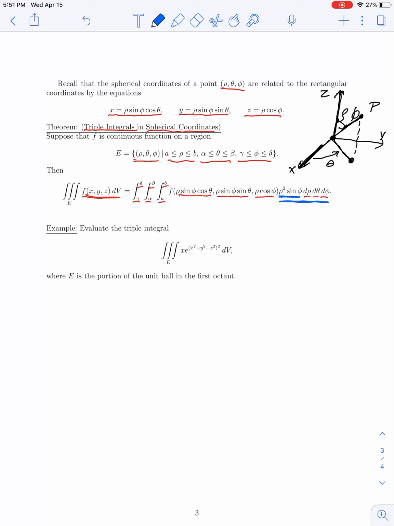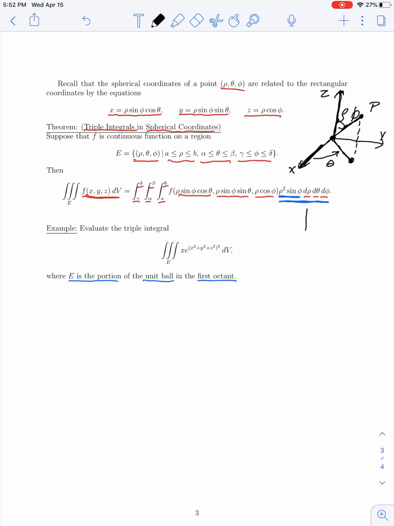So let's look at an example of evaluating a triple integral using spherical coordinates. It seems like this is a messy way to express a function, so why would we want to do this? So in this next example, we have a triple integral of x e to the x squared plus y squared plus z squared quantity squared, and we're integrating over the portion of the unit ball. So that is the solid region inside the unit sphere. And we want just the portion of that unit ball which lies in the first octant.